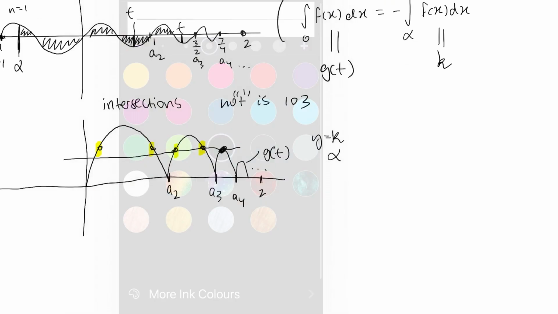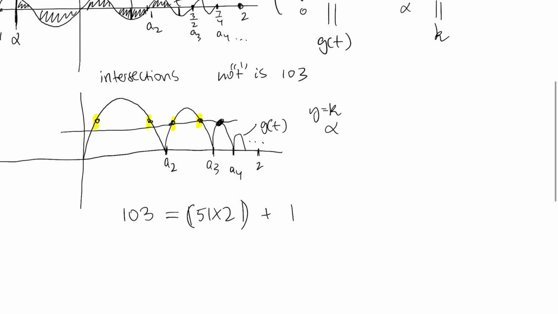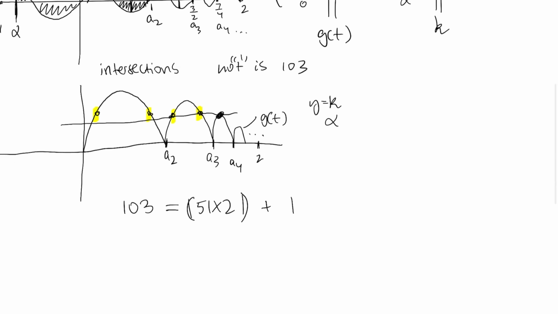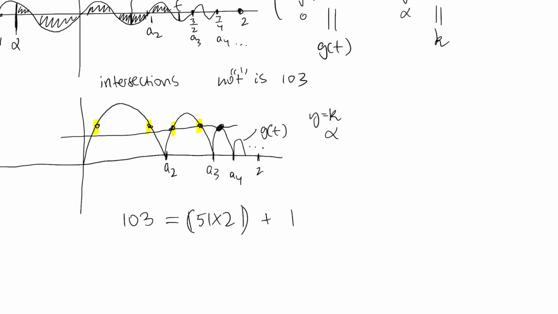So what we could do is rewrite 103 as 51 lots of 2, so 51 pairs, plus 1 extra. This means that we are cutting through 51 hills, and the last one will just be touching the maximum.